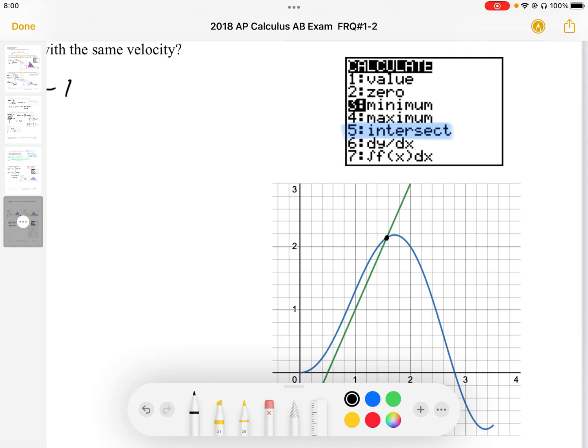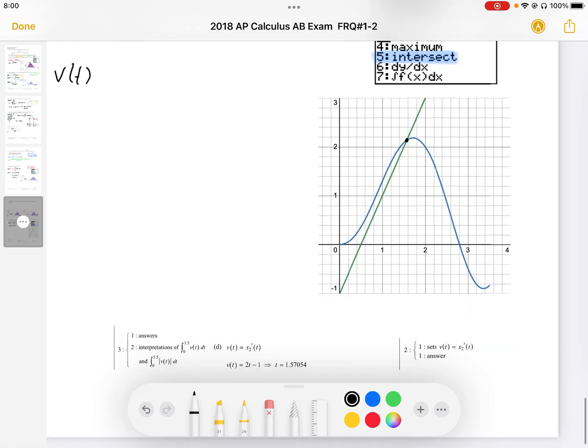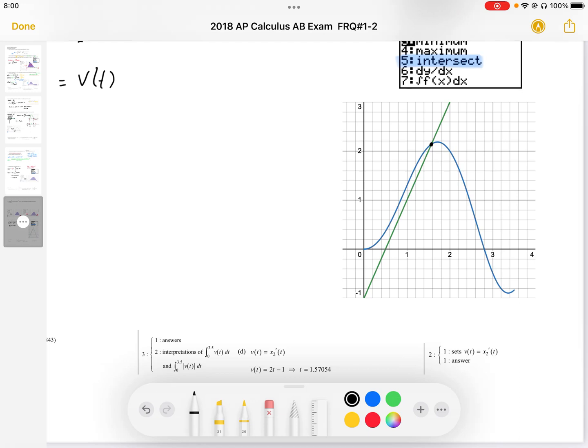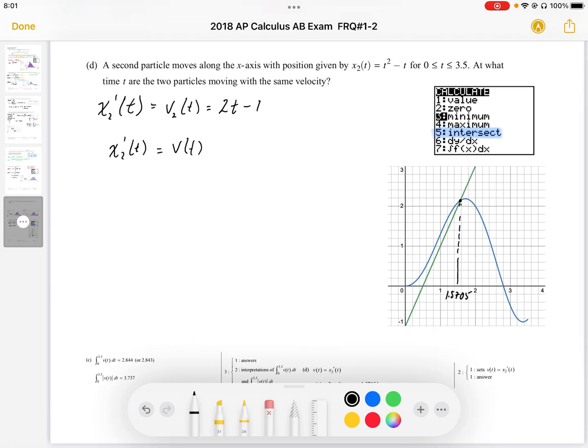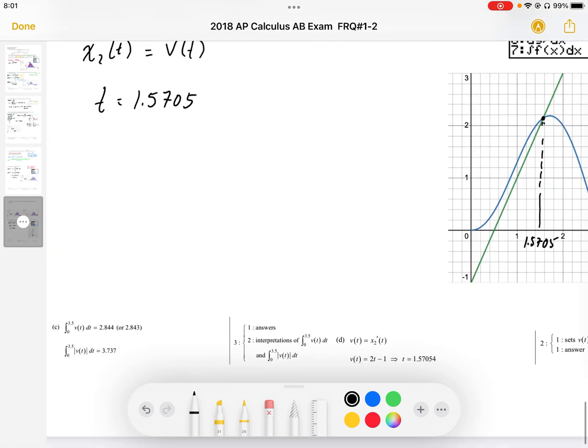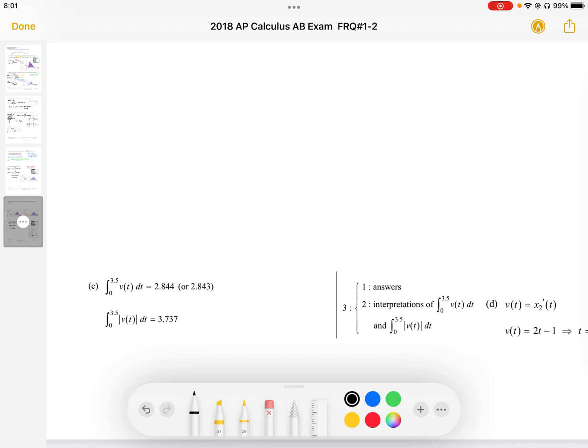So if we just intersect them using the intersect function, we're going to get a value of, looks like 1.5705, and that represents the time at which the velocities are the same. So t is equal to 1.5705.